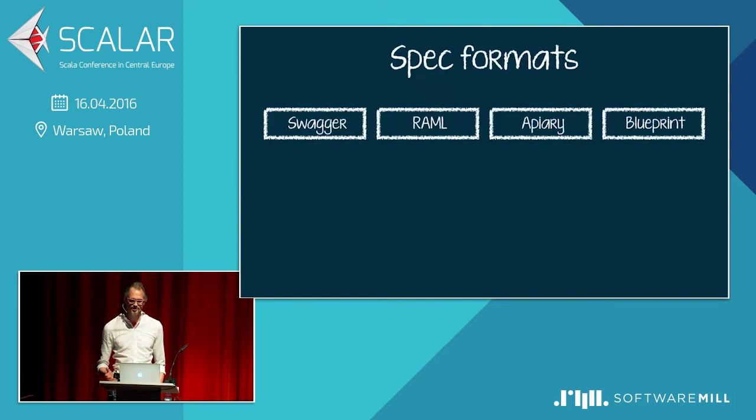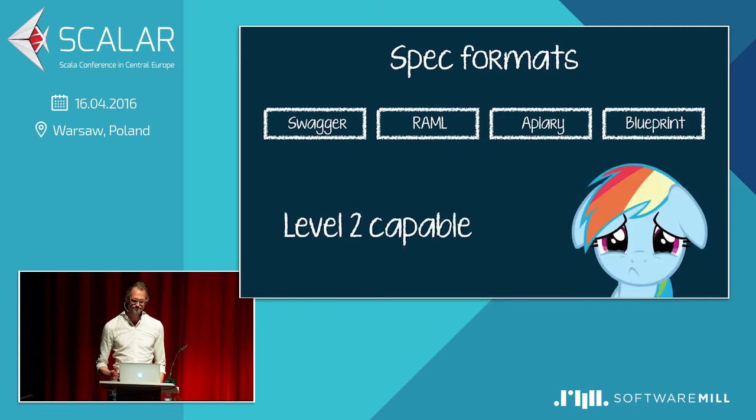There are a couple of different types of specification formats. Swagger is the most known. RAML, API Blueprint also. They're all level 2 capable.